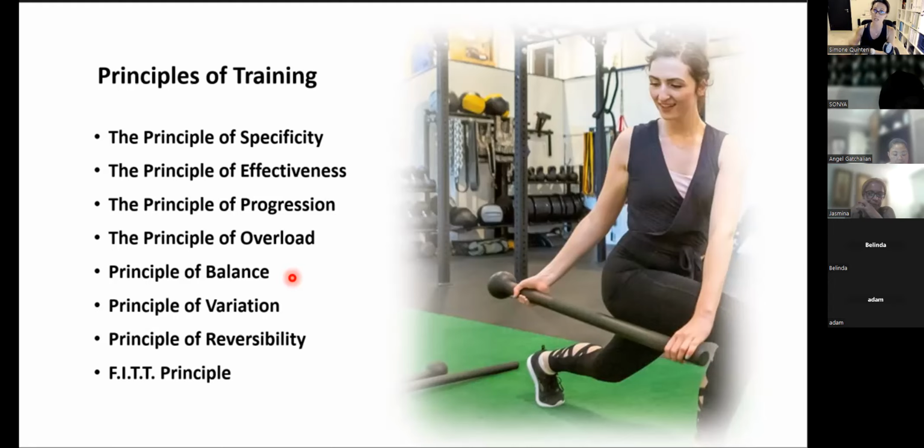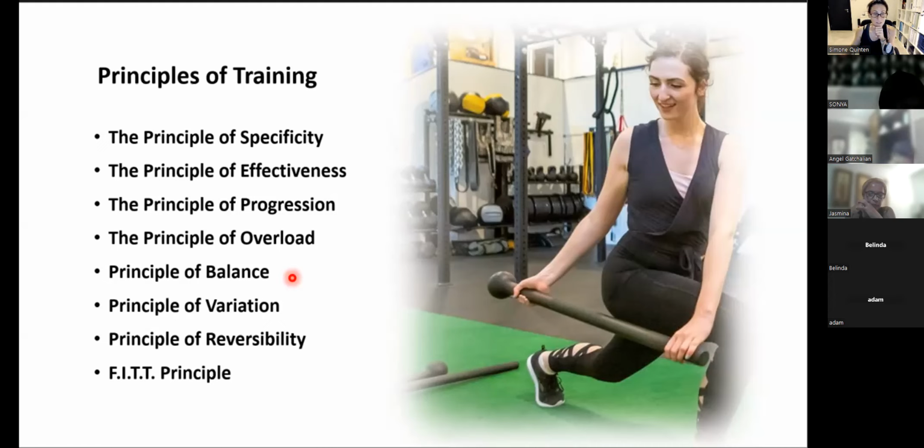When you train the front, you need to work the back. When you train biceps, you need to work the triceps. When you do your quadriceps, you need to work your hamstrings. Okay, that is what it means with balance. It doesn't mean balance as in instability. Okay, so balance, muscle balance.